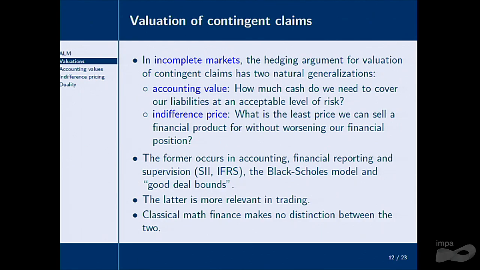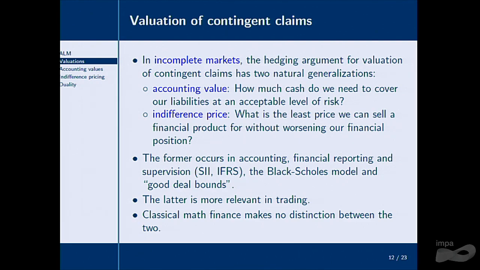One interesting feature about incomplete markets is that there's more than one interesting notion of a price or a value. And I've tried to make a distinction between the two. I developed the simple theory for the two. The first one, I will call it the accounting value. That's something that corresponds perhaps more closely to the classical Black-Scholes price or relaxation of that.